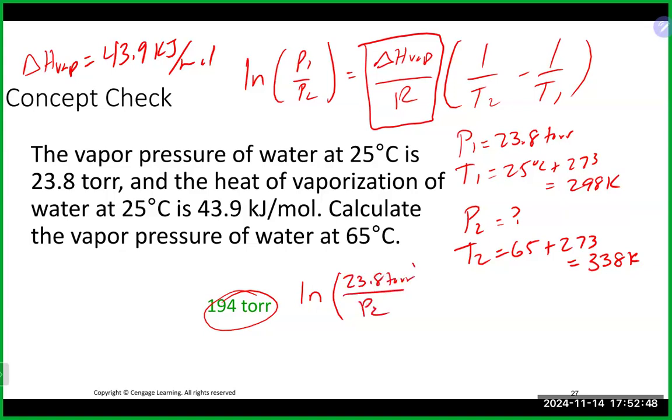Over P2 equals... now what I'm going to do is convert my kilojoules into joules so that I have the right units. So I'm just going to take my 43.9 and multiply it by 1,000, and that converts it into joules. The reason I'm doing that is because R is also in joules, so unit-wise everything cancels out correctly. So you do have to watch that. You could also convert R into kilojoules and leave the delta H in kilojoules, but you do have to do one conversion to get them to the right units.